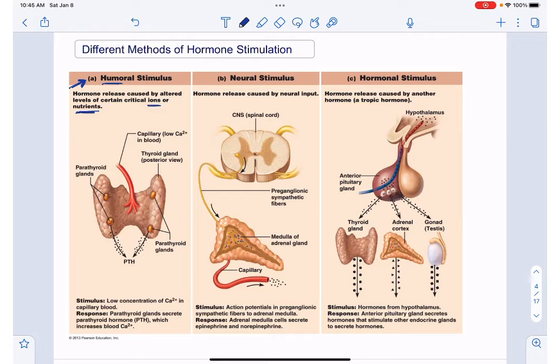And the example they're giving us here is with the parathyroid glands. So this larger gland we have here is the thyroid gland, which wraps around the trachea. But on the posterior side, on the back of the thyroid gland, we have these four nodules called the parathyroid glands. And these parathyroid glands are sensitive to blood calcium levels. And specifically, in response to low blood calcium, they're going to release the hormone, parathyroid hormone, into the blood. So this is an example of a humoral stimulus where the parathyroid glands are responding to low blood calcium and they're releasing parathyroid hormone in response. And then parathyroid hormone is going to travel through the blood, act on target cells with the intention of bringing that blood calcium level back up to where it needs to be.